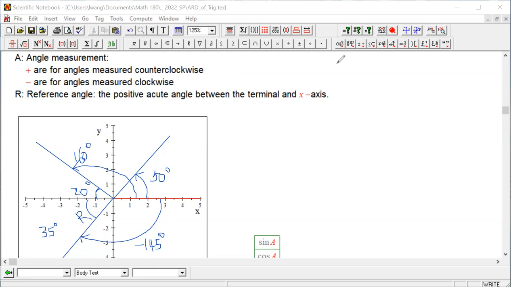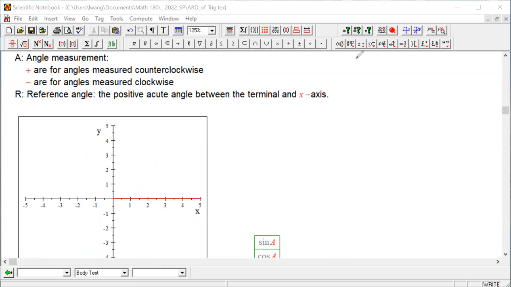One more example. Suppose I measure another angle clockwise. Because I measure clockwise, let me clean this up. Make sure you take the notes. If you need to watch it again, let me clean this up.